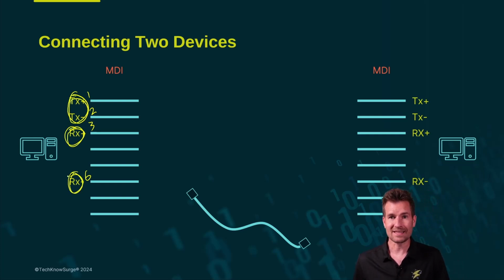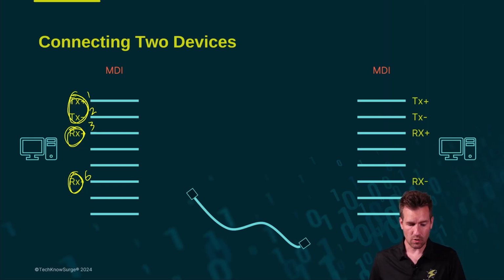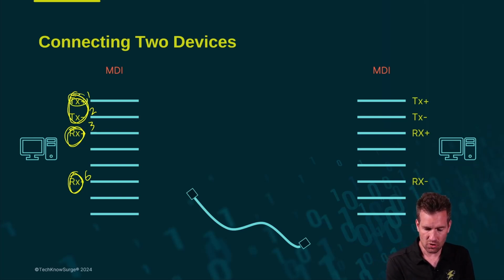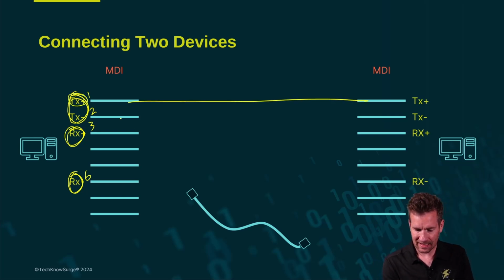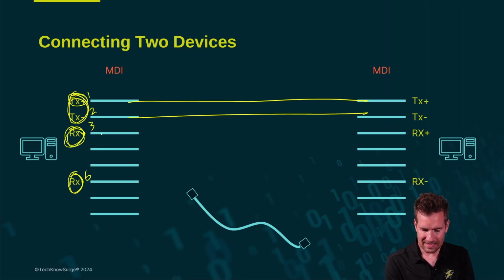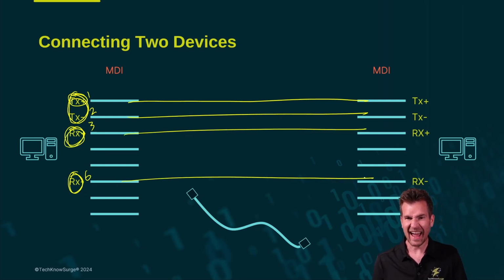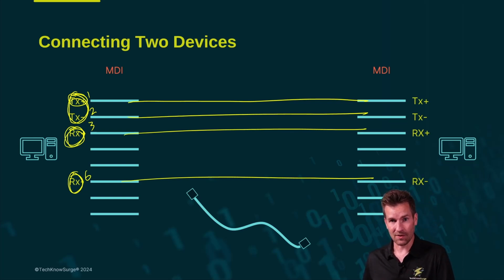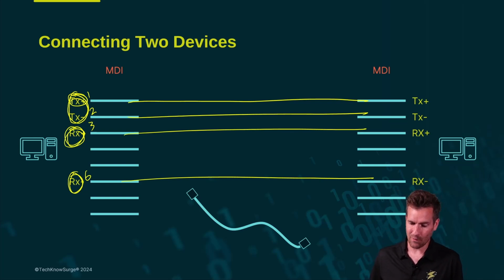Now the problem is that if we were to just connect this into another computer, as you can see, this transmit is connecting to this transmit and this receive is connecting to this receive. It's kind of like an ear listening to an ear and a mouth talking to a mouth. That's what is happening here. And what we want is an ear that's listening to a mouth and a mouth that's talking to an ear. That's what we want across here.